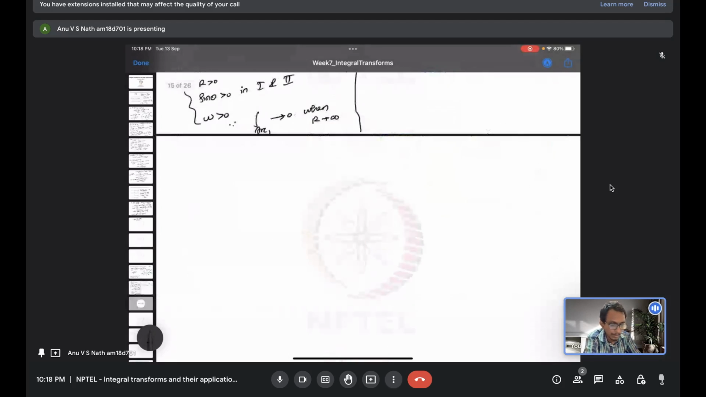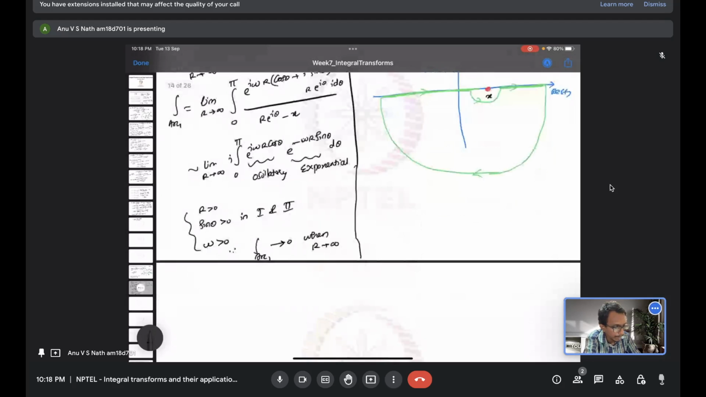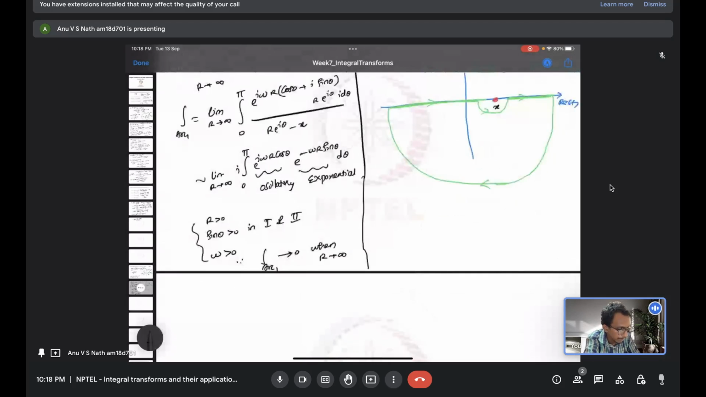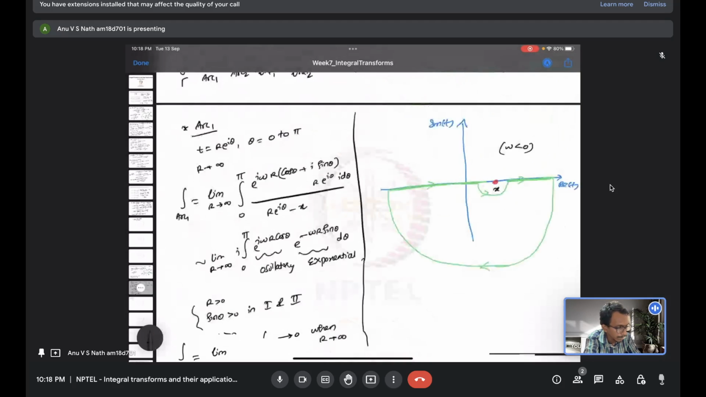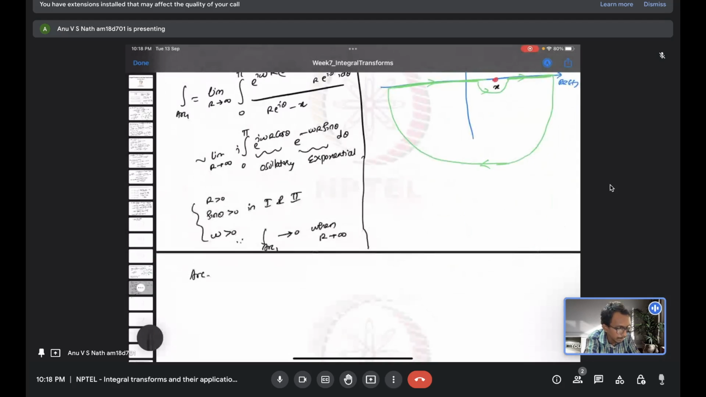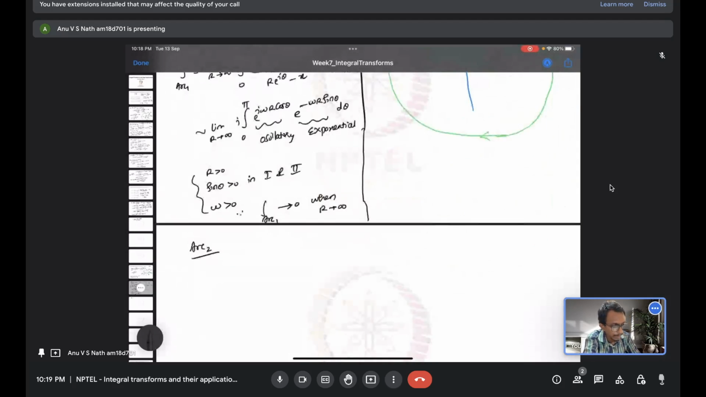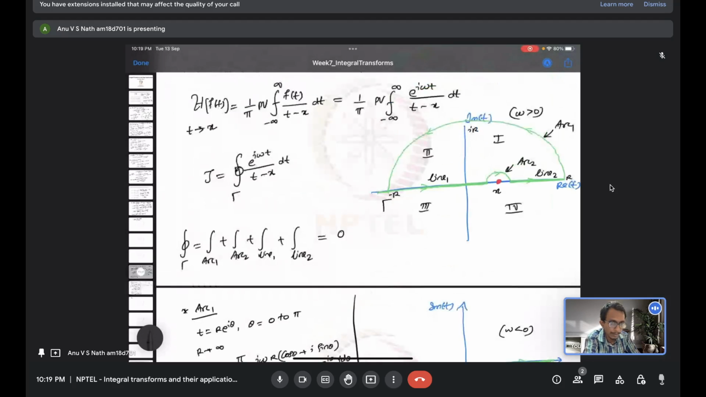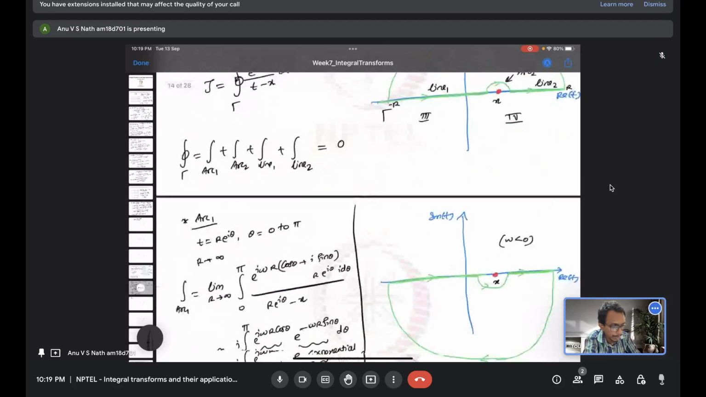Similarly, arc 2. The integral over arc 2 will be the limit epsilon tending to 0. So for arc 2, it's not actually a circle centered about the origin. It's a semicircle, of course, but it's a semicircle shifted along the x-axis. So its origin is shifted, and we have to write it that way.